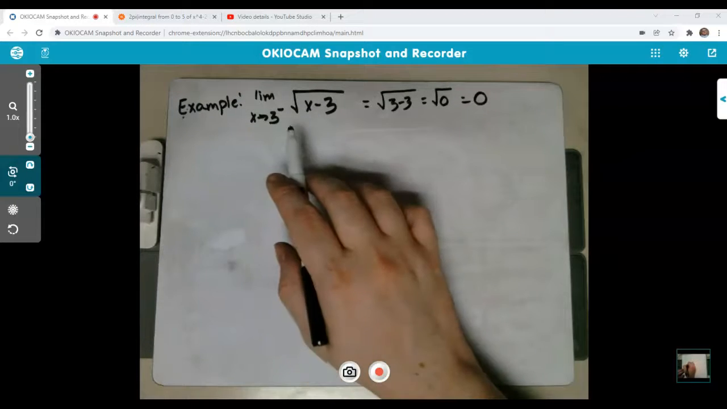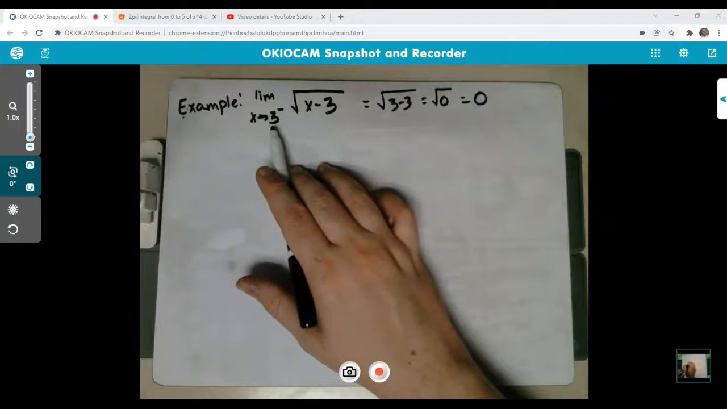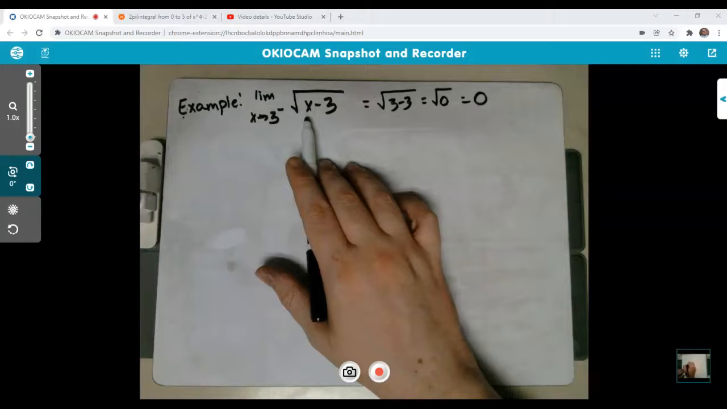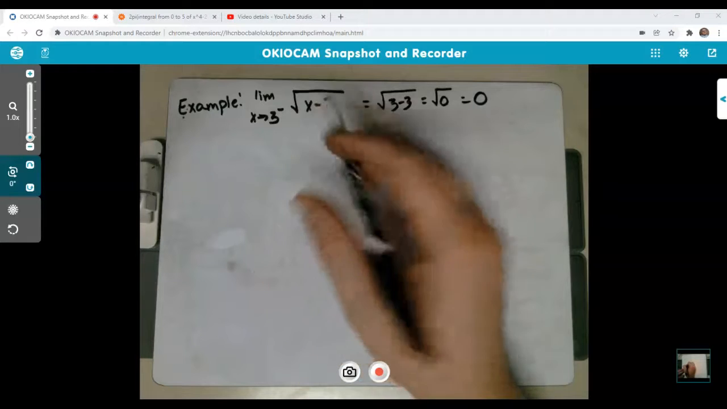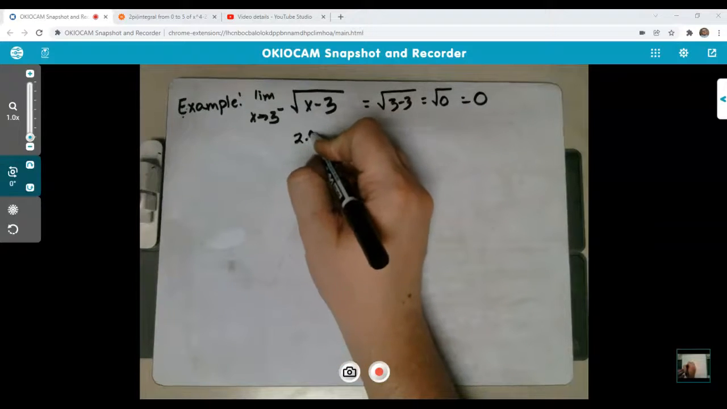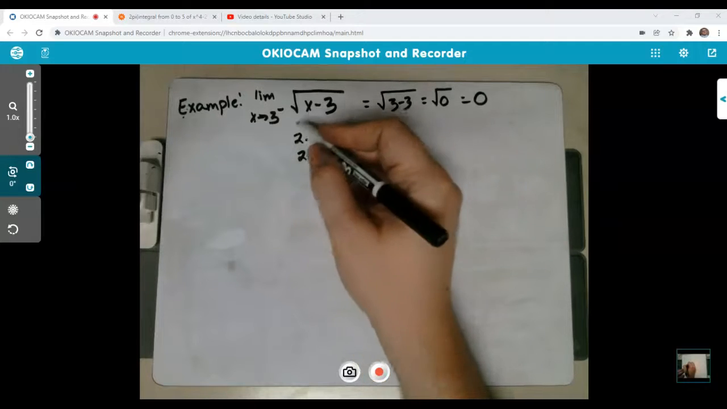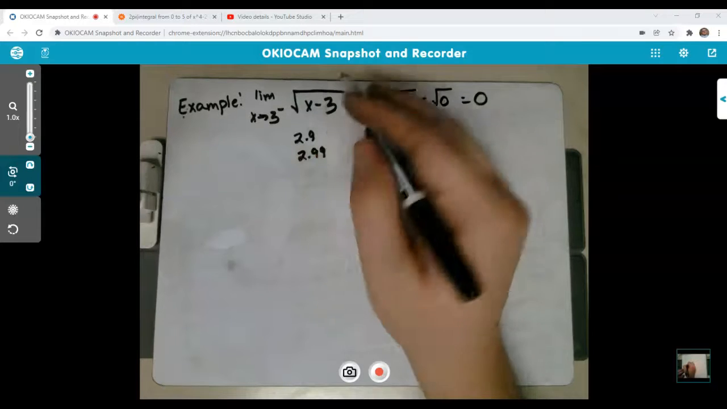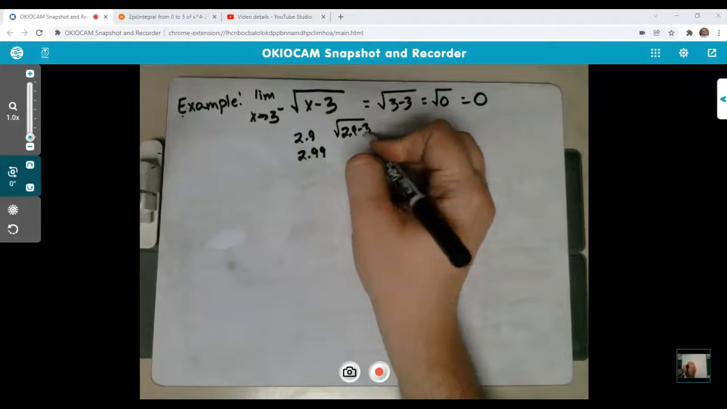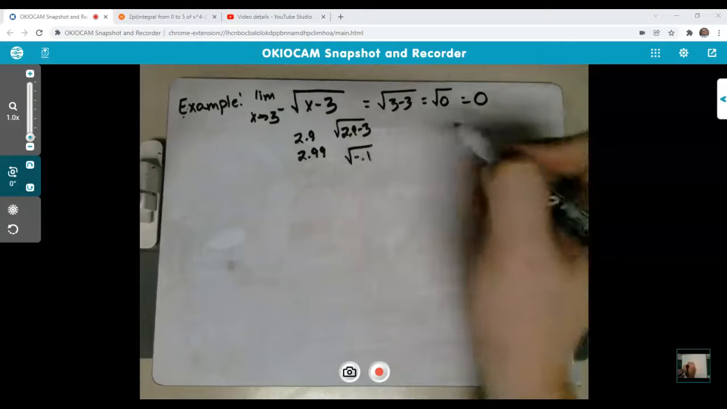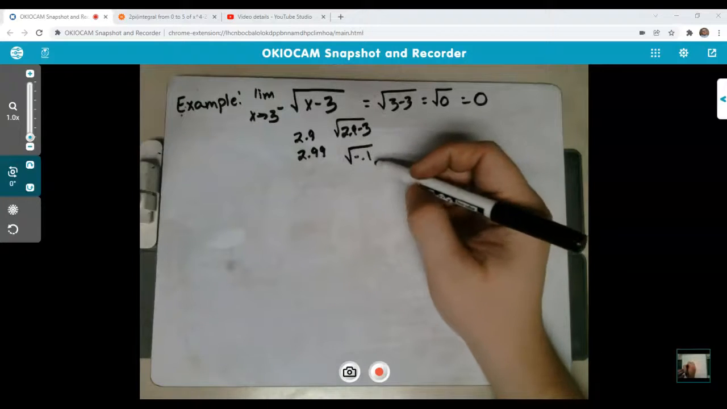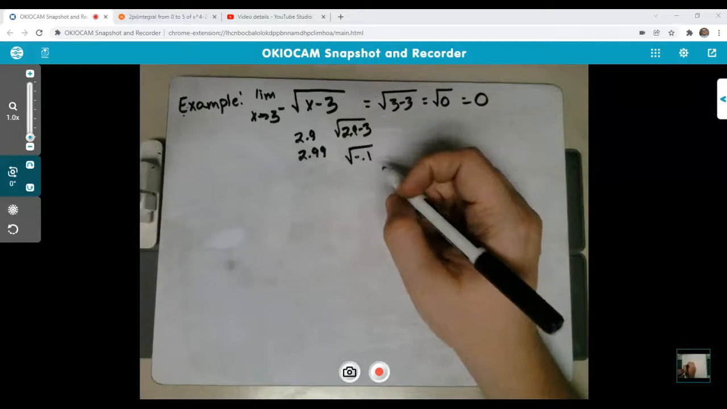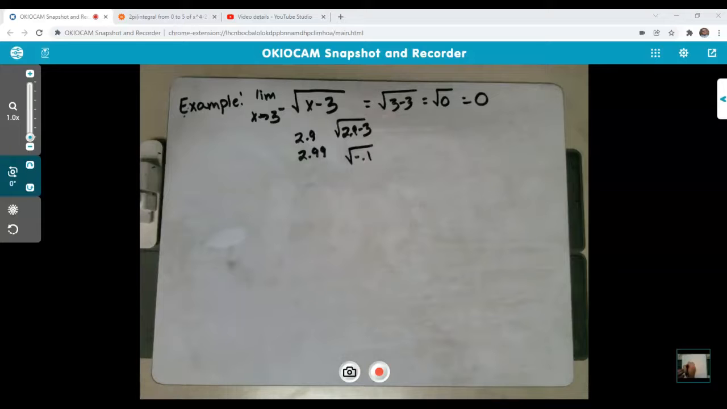But be mindful about what this means, okay? This means as I approach 3 from the left side, right? Well, let's think about what happens on the left side of 3. That would be like 2.9 or 2.99 or something like that, on the left side. If I plugged in a 2.9 into here, that would be the square root of 2.9 minus 3, so the square root of -0.1. But then think about that. Can I take the square root of -0.1? And I would say no.